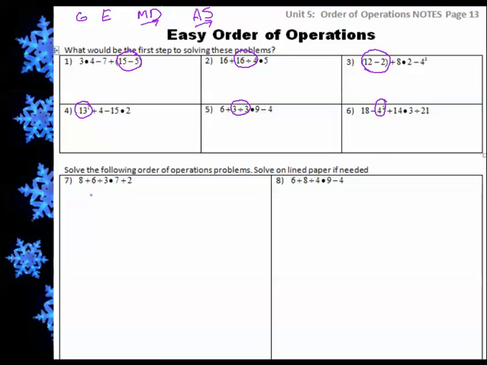Now, I want you to pause the video here. I want you to try to solve number 7 on your own, showing all your steps. When you're ready, unpause the video and we'll check number 7 together.